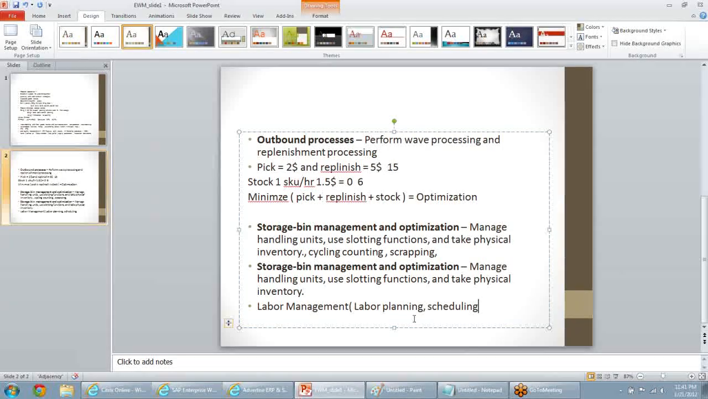And scheduling. Scheduling means at what time you have to ask your labor to come so that all the orders meet the deadline also. And apart from that, what I want to have is the KPIs, so that I should have the performance management also.